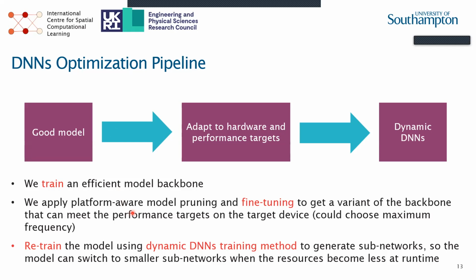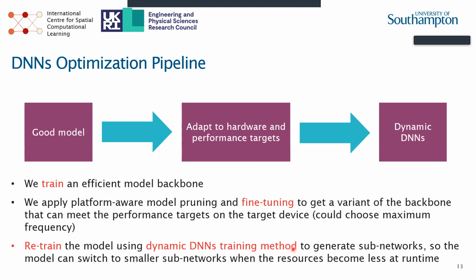So the third step is that we retrain this model using the previously mentioned dynamic neural network training method to generate the subnetworks. These subnetworks are generally smaller than the backbone network, so they require fewer resources. They are smaller, they are faster, but also less accurate. So at runtime, when the resources are not enough, we can always switch to a smaller configuration of the network, so that we can always meet the latency or power target.